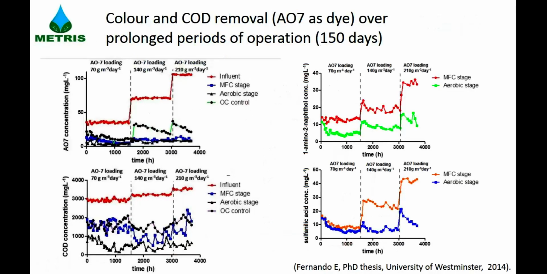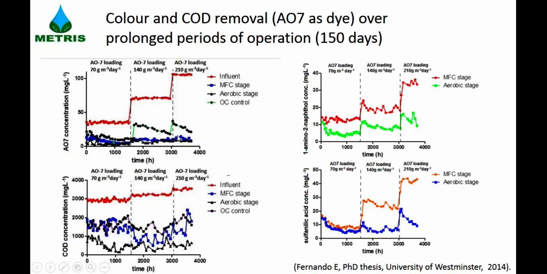So when it comes to color and COD removal, what we see is that when you change the organic loading rate, the performance of the system overall, in terms of acid orange 7 concentrations and overall COD removal, is sort of maintained. That's good, because when you increase the organic loading rate, you don't want the performance of your system to deteriorate. We also included an open circuit control, represented here in the green line with the black dots. You can see that the MFC stage and even the aerobic stage perform far better than the open circuit control.